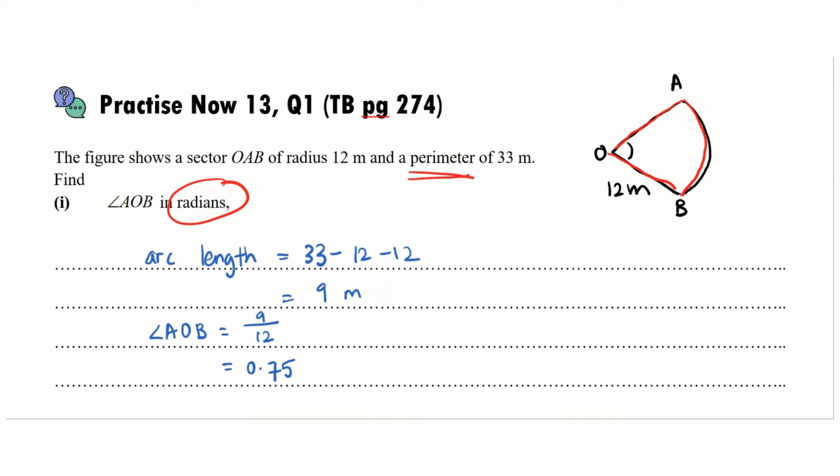So we need to first find out what is the arc length, and that can be done by taking the perimeter minus away the two radii. That means it will be 9 meters. Using the formula S equals R theta, we will find that theta would actually be the arc length divided by the radius. You'll find that the formula is very convenient as compared to doing the angles in degrees. So we simply take 9 divided by 12, and we get that the answer will be 0.75 in radians.